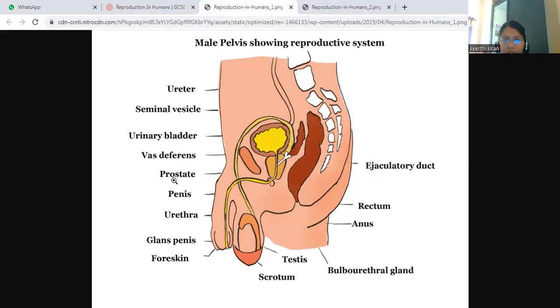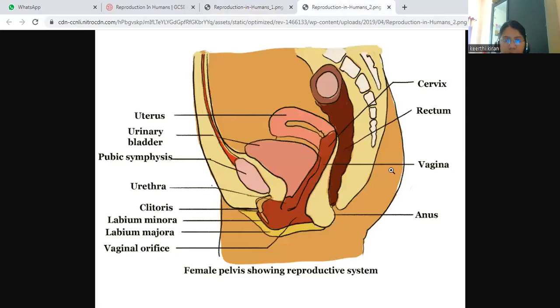Now I will explain the female reproductive system also. See here, the female reproductive system: uterus, urinary bladder, pubic symphysis, then urethra, clitoris, labia minora and labia majora, vaginal orifice, then anus, vagina, rectum. So these all are the female reproductive system.